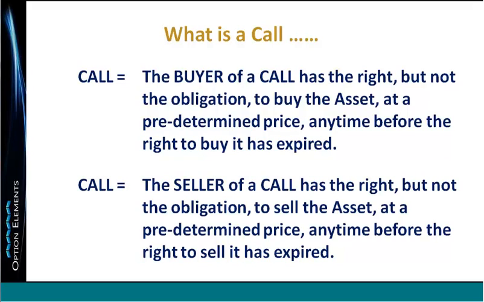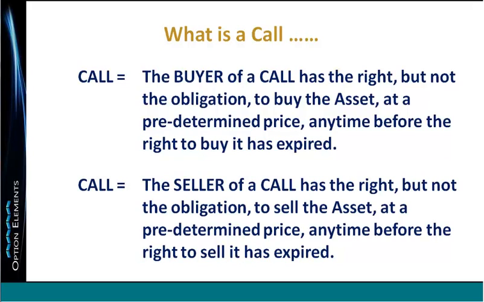But he has the right to buy the asset. Now, what's the asset? Again, it would be the underlying asset. So let's talk about a stock that people are familiar with. Let's talk about Apple. The buyer of a call has the right to buy the asset, let's say Apple, at a predetermined price anytime before the right to buy it has expired. So in other words, anytime before the call has expired.